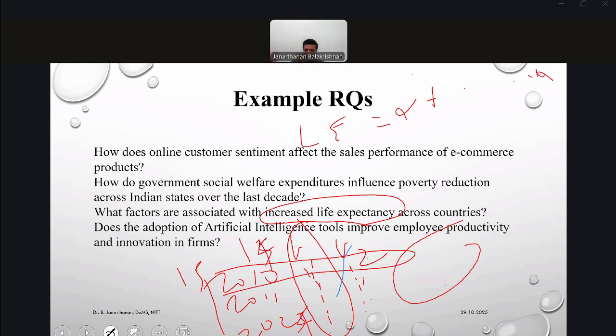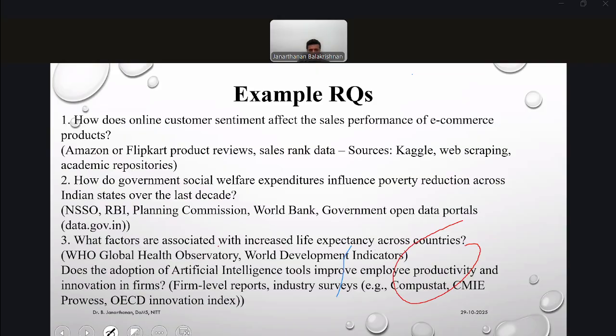And this is one thing which the professor, the doctor, was asking before: adoption of artificial intelligence, employee productivity, innovation in firms. So she was asking about innovation in firms. That is also possible. Now companies are reporting their employee productivity and innovation. You can collect from 15, 16 companies from the secondary data and you can start analyzing. These are very good examples that you can think of. Just have a look at it. What are the ways that you can get data from it?